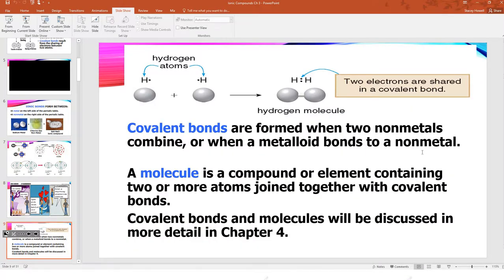So, going forward, a covalent bond is made when atoms are sharing, and it has to be 2 nonmetals that are sharing, or a metalloid and a nonmetal. It can't be a metal. What we get is what's called a molecule. So a molecule is what we get when we have covalent bonds, whereas an ionic compound is what we get when we have ionic bonds.